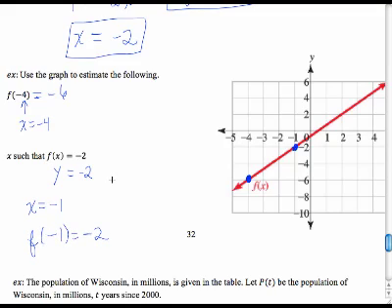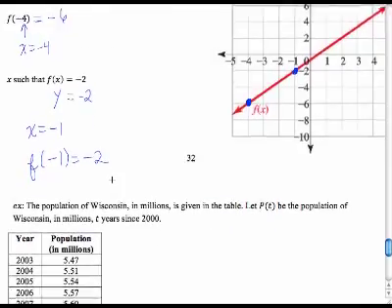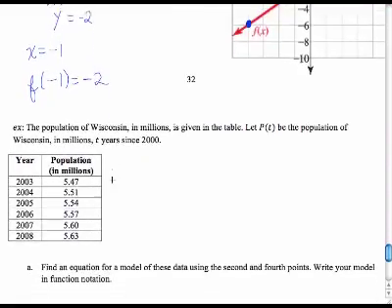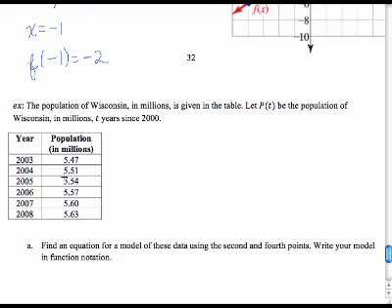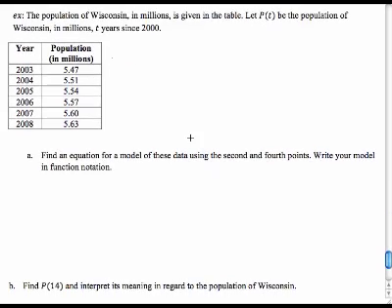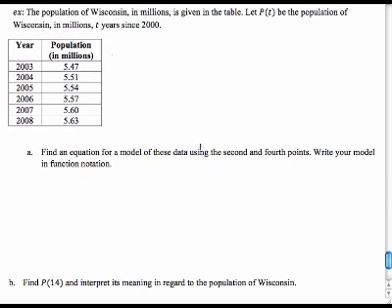Okay, let's do one applied problem with function notation. The population of Wisconsin in millions is given in this table. Let's let P of t be the population of Wisconsin in millions, t years since 2000. Okay, so let's find an equation for a model of these data using the second and fourth points. And we're going to write the model in function notation.